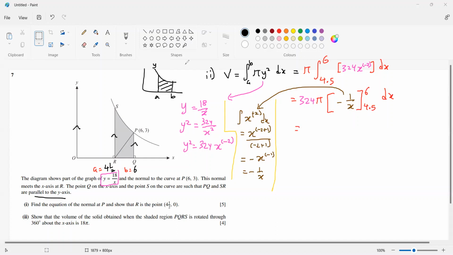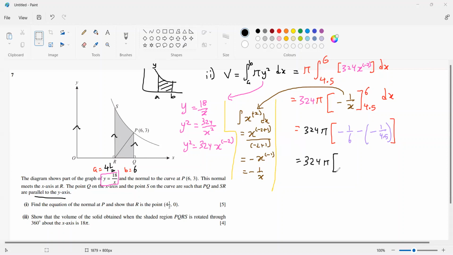Okay. And then now what we need to do is substitute the limits into this definite integral. So I put this bracket here. You put x equals 6 first, so you get negative 1 over 6, then subtract, in the bracket, negative 1 over 4.5, by substituting the two limits. And it doesn't have a constant because of the definite integral, because that part will cancel out. Okay, so there we have it.